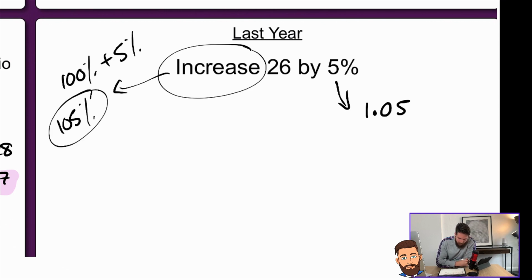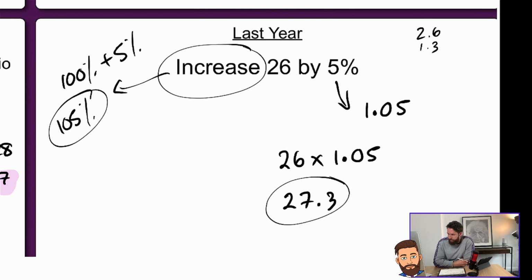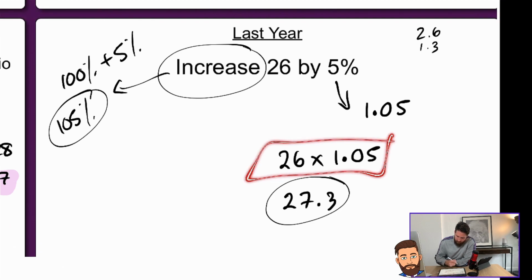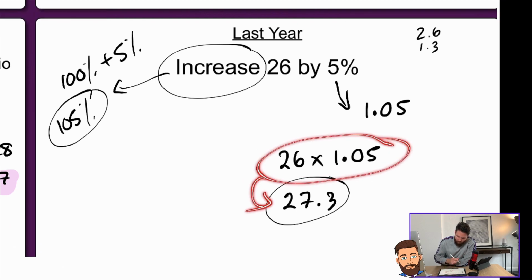Okay? So 105% is 1.05 as a multiplier. So that is 26 times 1.05, because I'm increasing 26 by a multiplier of 1.05, which is going to give us 27.3. Okay. So this method is really handy. You can do a column to work that out yourself, or you can just whack it in your calculator to get the answer.